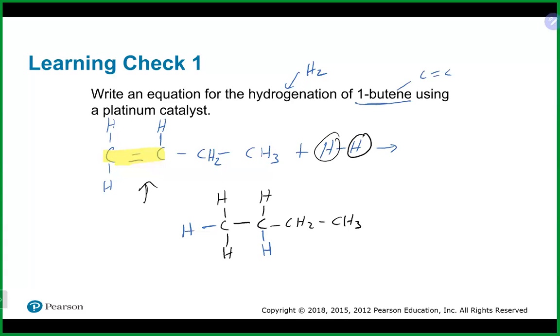So again, we go from an alkene to an alkane, and sometimes that's good to know as a reference point, so that when you go to draw these things, you kind of know what you should be drawing at the end. And if you draw something different, hopefully you'll be able to catch yourself. Any questions on that one?